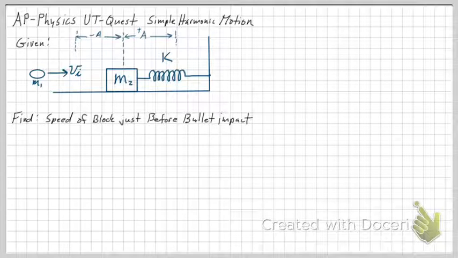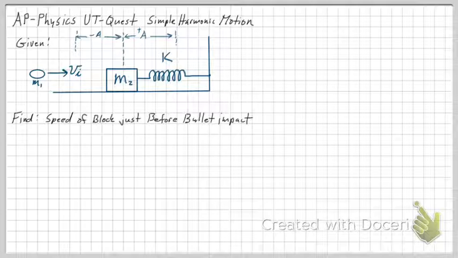Okay, this is Mr. Weideman, AP Physics, another UT Quest problem on simple harmonic motion by popular request. A harmonic oscillator is in oscillation and a bullet hits the oscillator right at the neutral point. It's right passing at the neutral point.